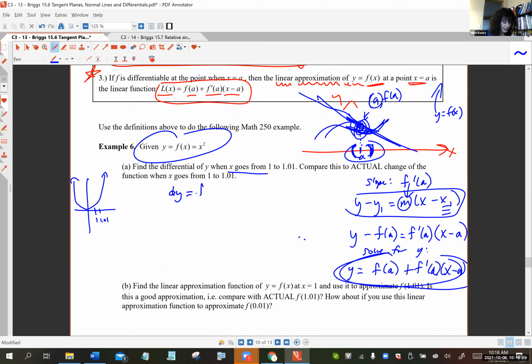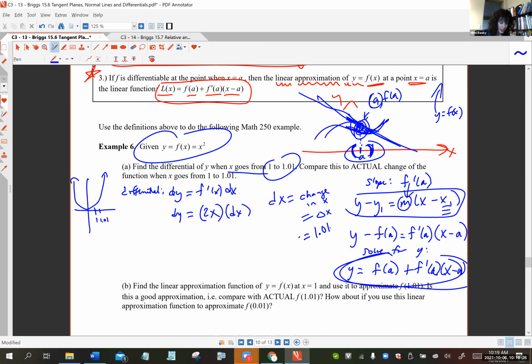Well, dy is equal to f prime of x dx. That's the differential right there. So dy for us will be 2x dx, because the derivative of x squared is 2x. And now the dx is simply the change in x. It's the same as delta x. So if you're going from 1 to 1.01, then you take the rightmost endpoint and subtract the leftmost endpoint, and that gives you your dx. So dx is going to be 0.01 here.